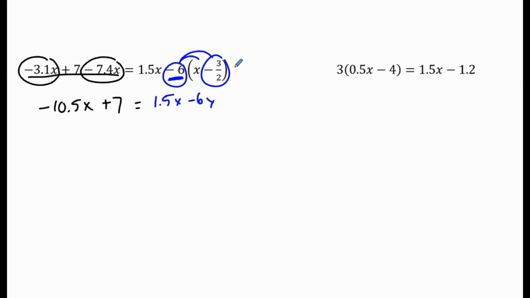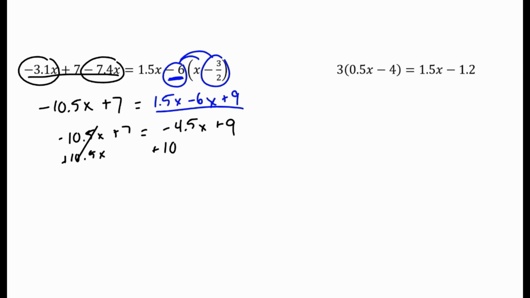Negative 6 times negative 3 halves gives me positive 9. Cleaning up this side a little bit more, I end up with 1.5x minus 6x. I believe that's negative 4.5x plus 9, which is the same as negative 10.5x plus 7. I'd rather deal with positive x's, so it's going to affect my first move here.